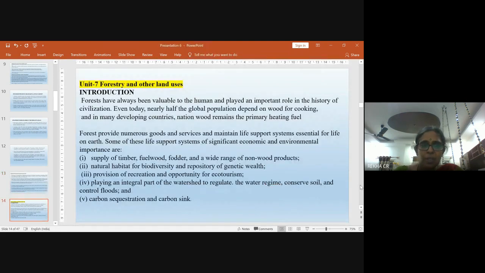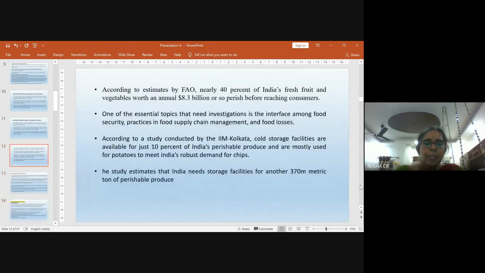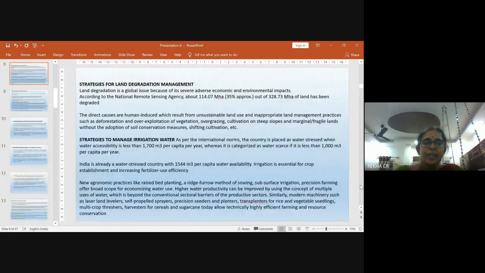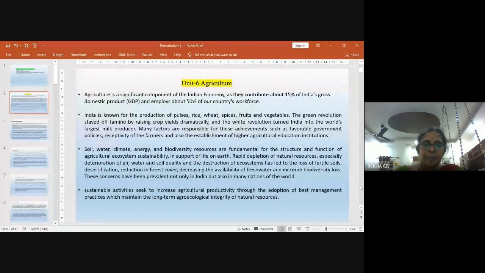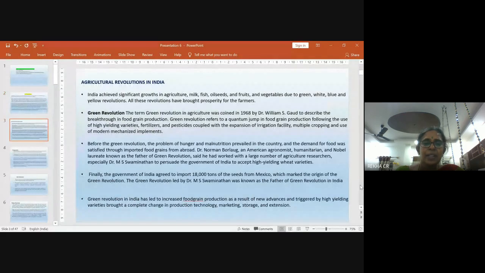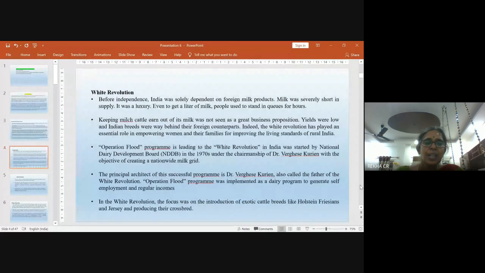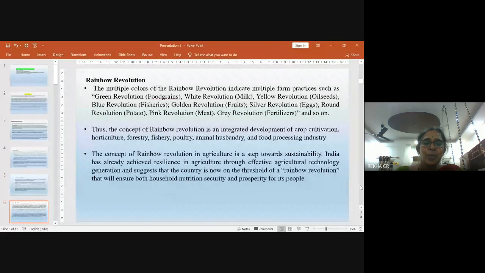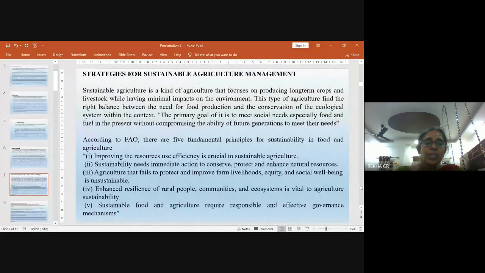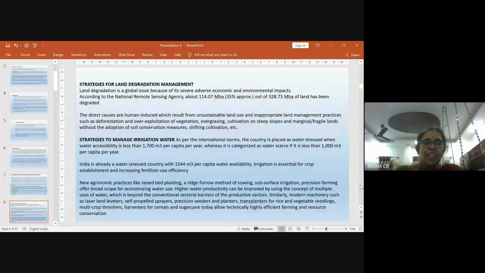So this is about the first unit, that is agriculture. So agriculture, sustainable agricultural productivity, agricultural revolutions in India, such as green revolution, white revolution, yellow revolution, rainbow revolution, and what are the different strategies for sustainable agricultural management.